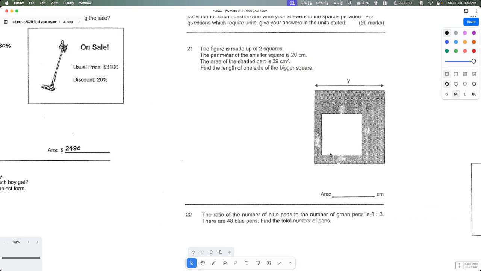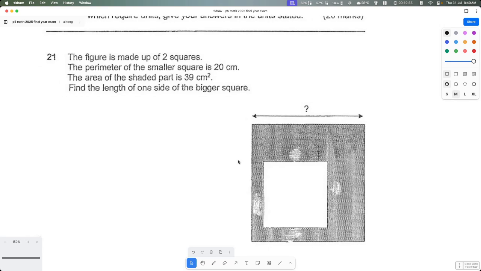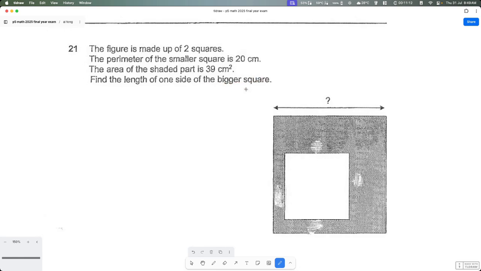Let's move on to question 21. This can be a little bit tougher, but don't worry, let's go through. The figure is made out of two squares. The perimeter of the smaller square is 20 centimeters. The area of the shaded part is 39 centimeters square. Find the length of the bigger square itself.